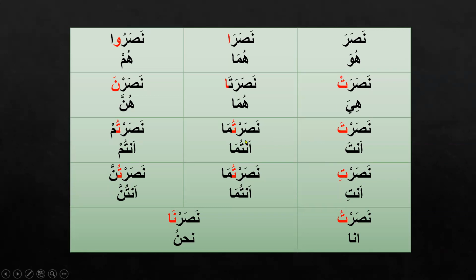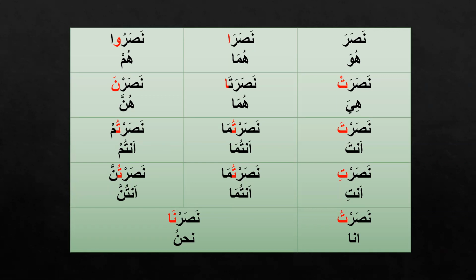Okay. So with this, the dual: you two helped. Antuma Nasartuma. You two helped. Antum Nasartum. Look at the sukoon here. Antum Nasartum. These are the three root letters, and tum is from the damir antum. Nasartum.